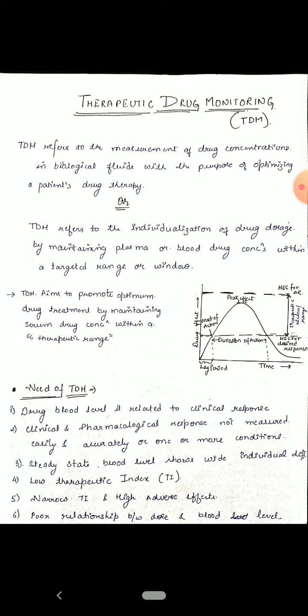As the picture is showing, if we take a drug, there will be an onset of action, and after giving a peak effect, the drug response will lower down. So there will be a therapeutic window or a range where TDM is processed. So the TDM aim is to promote the optimum drug treatment by maintaining the drug concentration within a therapeutic range.